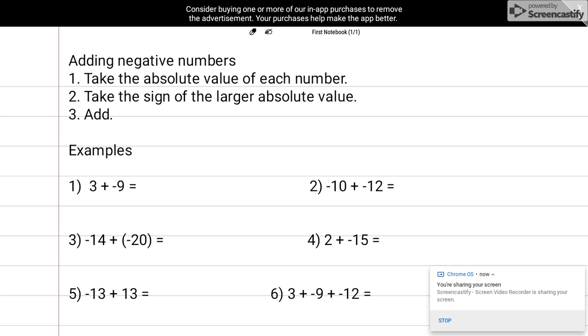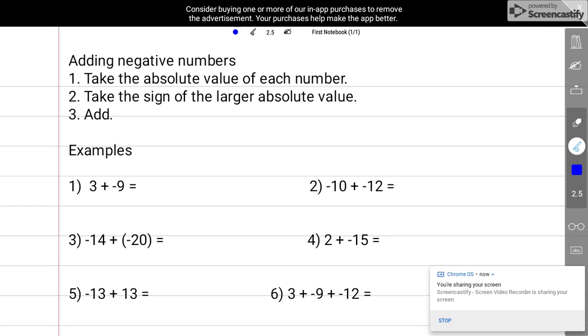The first thing we're going to do is take the absolute value of each of our numbers. By doing that, we can see which of these numbers is actually larger, and we're going to take the sign of that larger number, and then we are going to add. It sounds a little abstract, but once we start doing a few examples, I think it'll all make sense. So let's look at this very first one.